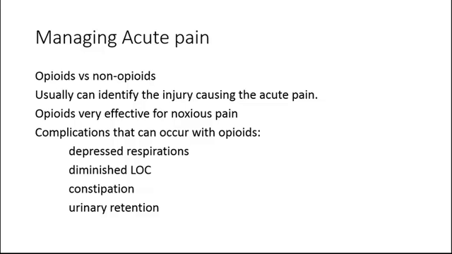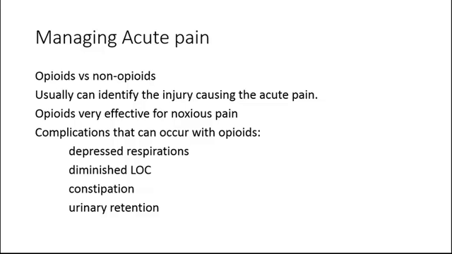Opiates, remember that opiates will not work for neurogenic or neuropathic pain, all right? So it works very well for noxious pain, when we can identify the injury that is causing the acute pain, such as I slam my thumb in the door, or my surgical incision hurts, that's the injury, or my sprained ankle hurts. We can identify the injury causing that acute pain. So opiates, like I said, are very effective in using for noxious type pain. They work beautifully.